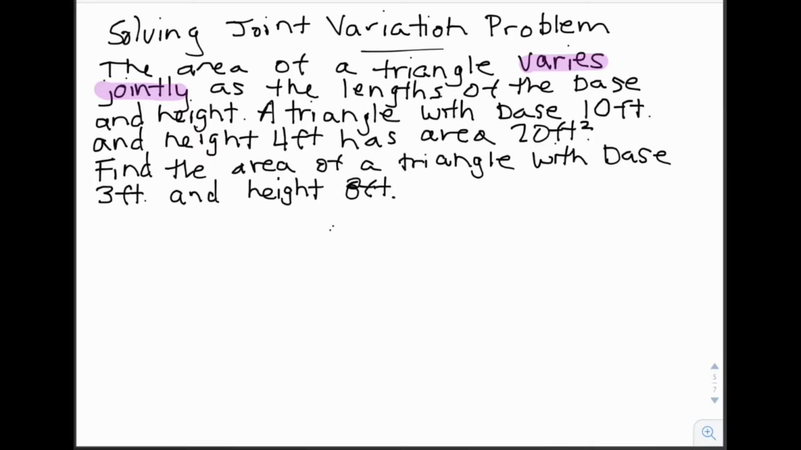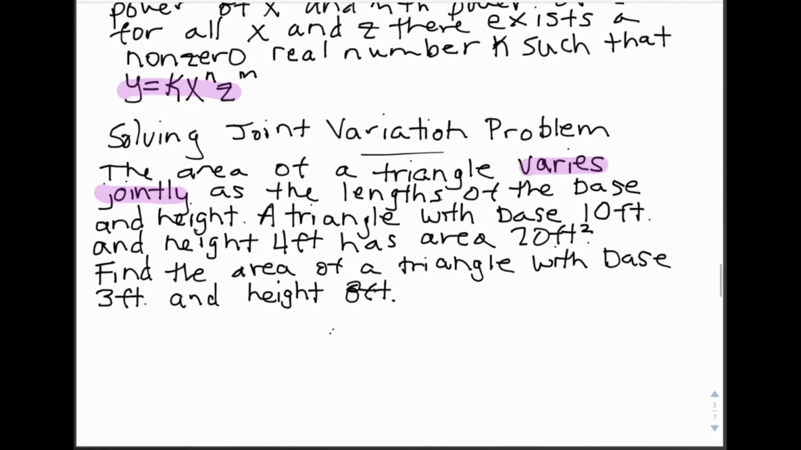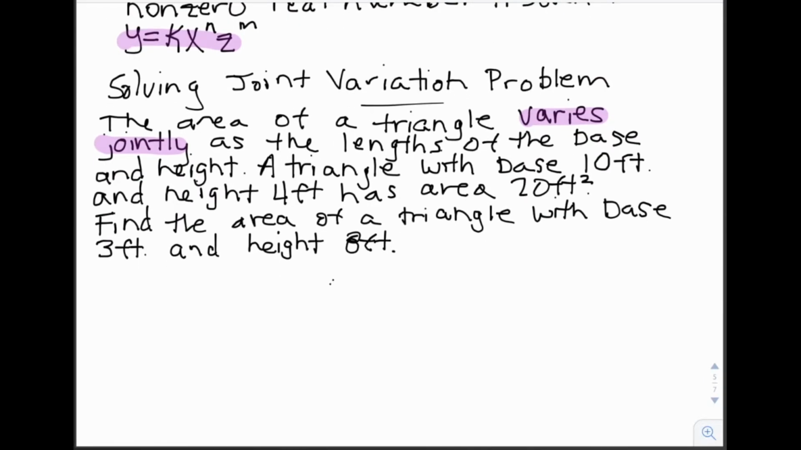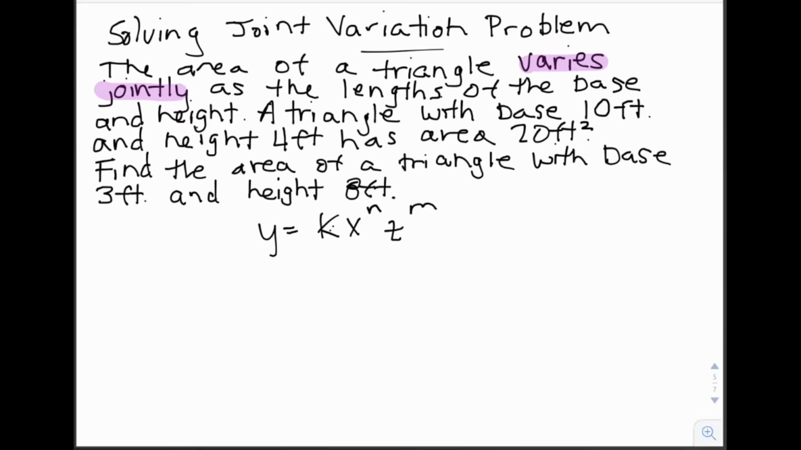First thing that we know is we're dealing with a joint variation problem. So in that case, we know that our formula is going to look something along the lines of y is equal to k x raised to the n and then z raised to the m. So let's go ahead and write step number 1 for this one. Step 1, we want to determine and write our general relationship of the variables using our constant of k.